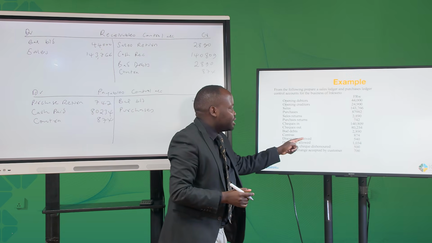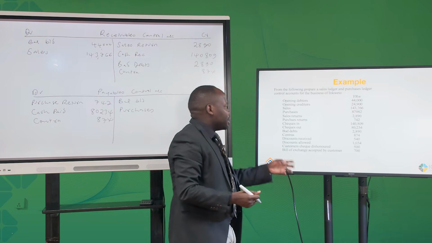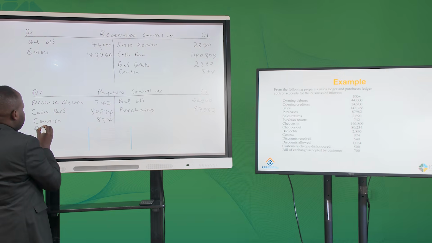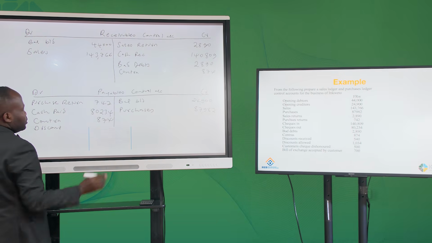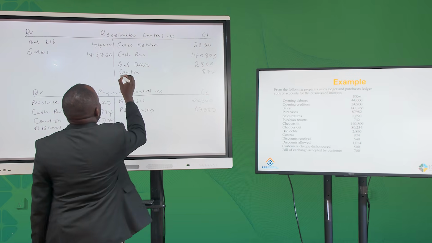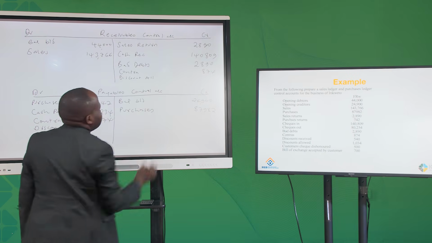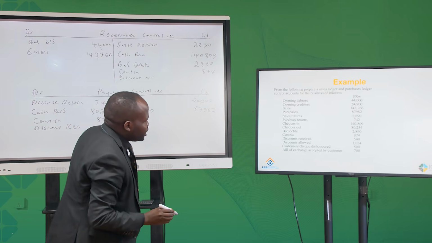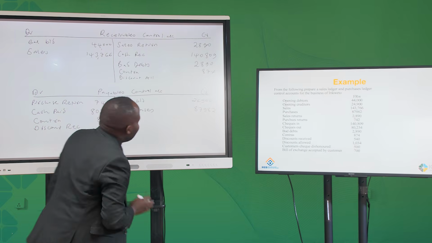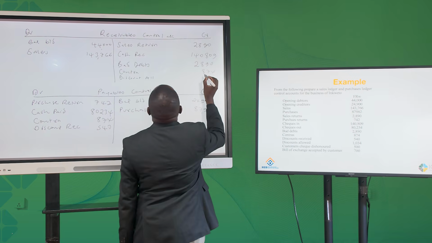Next, discount received and discount allowed. When do we receive a discount? If we make payment. When do we allow discounts? When customers pay. So discount received, and on this other side, we need to have discount allowed. Discount received is 540. Discount allowed is 1,034.